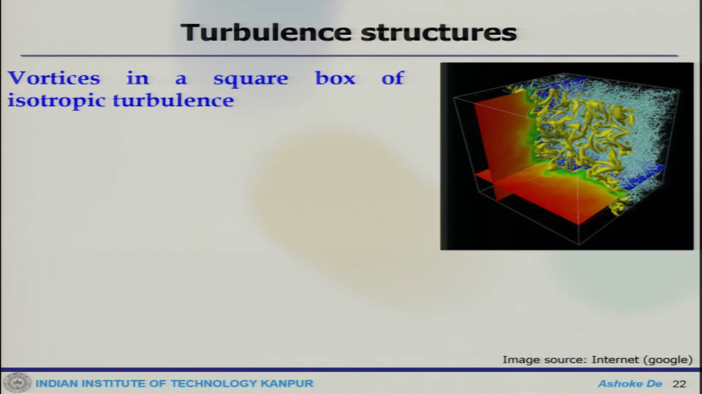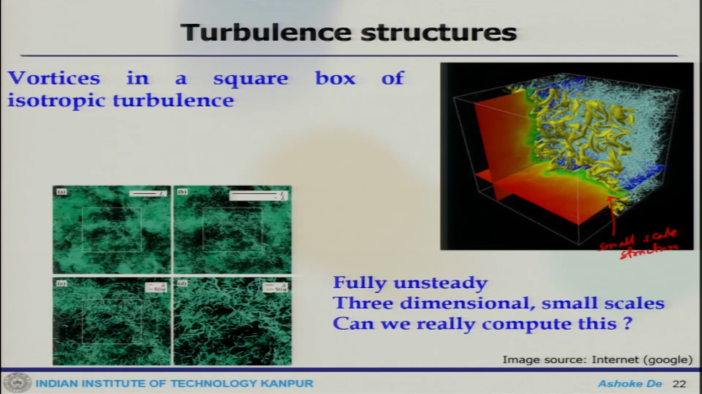This is in a box, isotropic turbulence, that means it is sort of homogeneous. You can see the small scale vortical structures. These are small scale structures, vortical structures, and this kind of structures along with the large scale structures, they do participate in a reacting system. So, one can see different images.